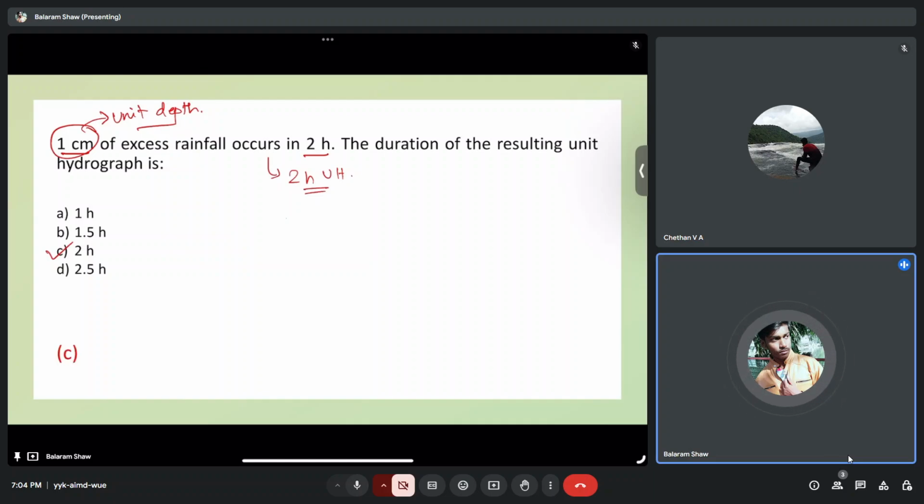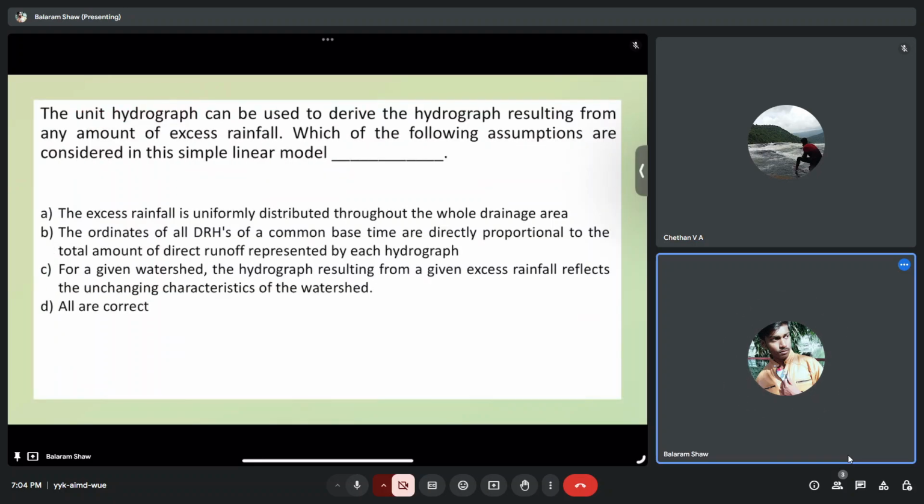Okay, so the next question. Can you read this? Read this question. The question is, the unit hydrograph can be used to derive the hydrograph resulting from any amount of excess rainfall, correct? Which of the following assumptions are considered in this simple linear model? So it is mentioned that it is a simple linear model. I'll give 1 minute for this.